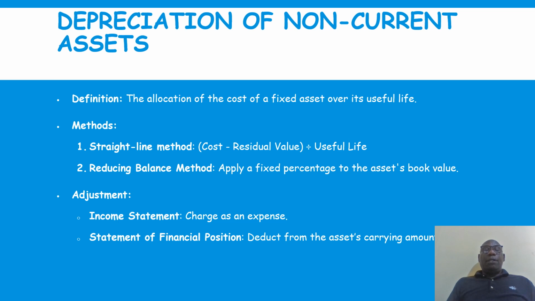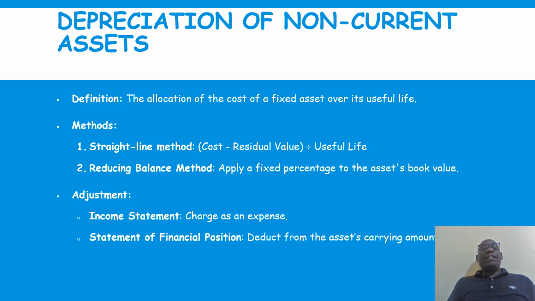Okay, let us make progress. In this particular instance, we are going to move on and look at depreciation of non-current assets. The first thing we are going to do is look at the definition. When we talk about depreciation of non-current assets, the definition is that this is essentially the allocation of the cost of a fixed asset over its useful life.